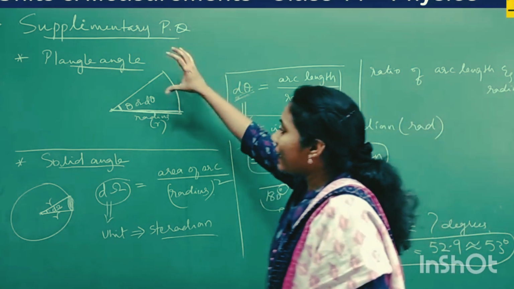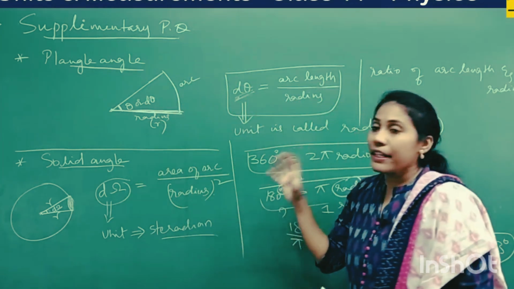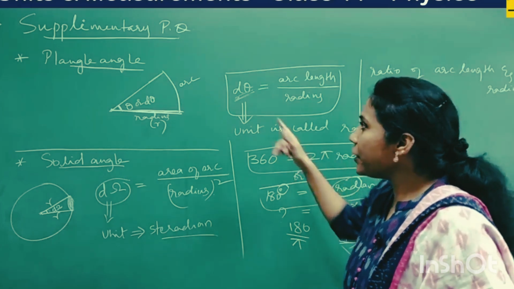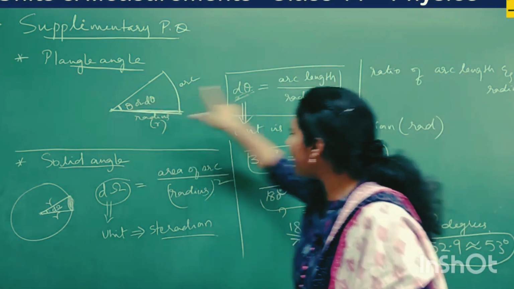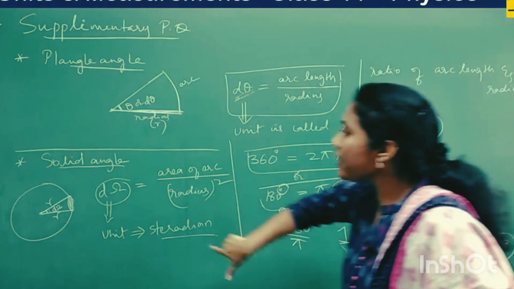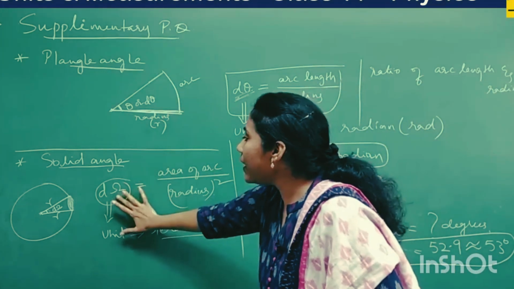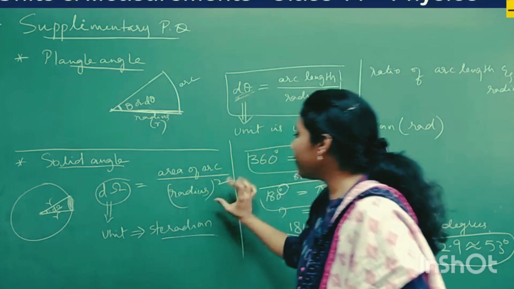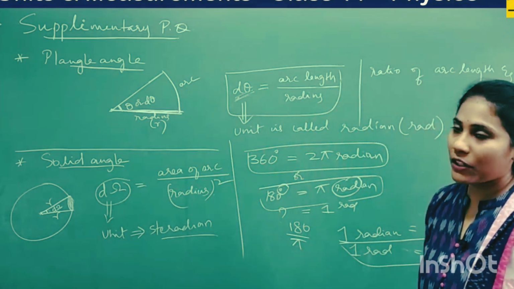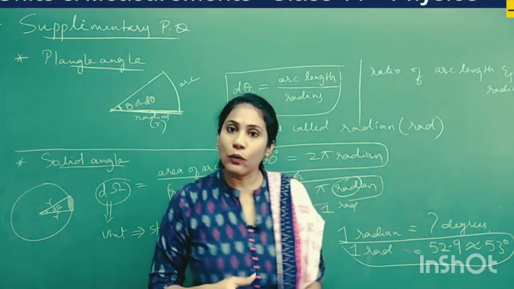So plane angle and solid angle, both are the supplementary physical quantities. What is the unit of plane angle? Radian. How do you calculate plane angle? This formula. What is the unit of solid angle? Steradian. How do you calculate solid angle? It is just the area of that small arc divided by radius square. Okay, so that's all about the supplementary physical quantities.